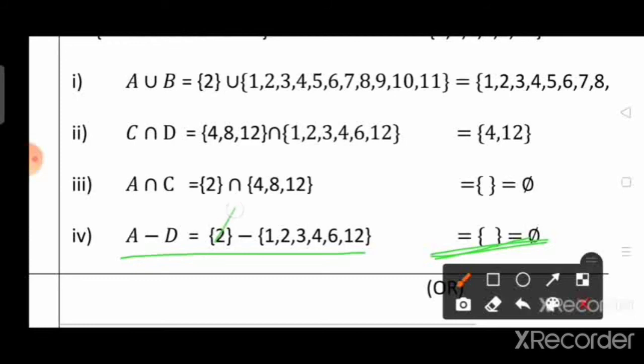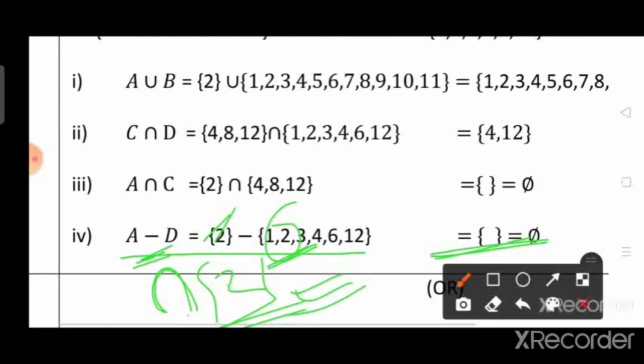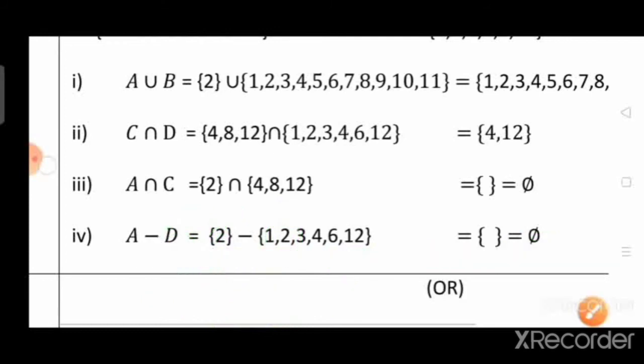Here 2 is in A, but it is also in B. So that's why we don't write 2 in the answer. Here it is not an intersection. If this is an intersection, you will write this answer. A minus D means we have to write the elements in A but not in D. That is the main point to keep in mind.